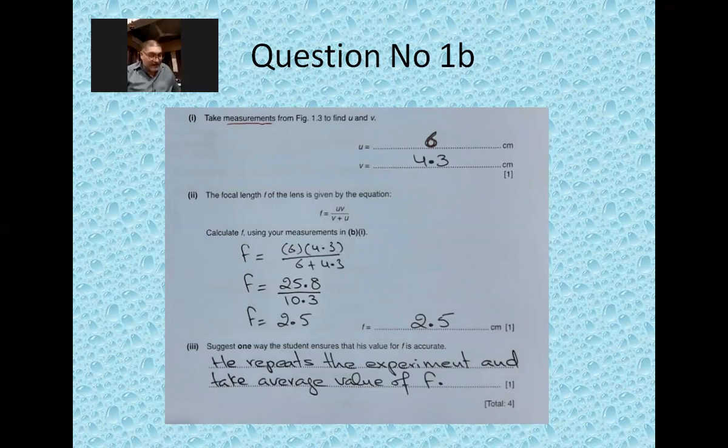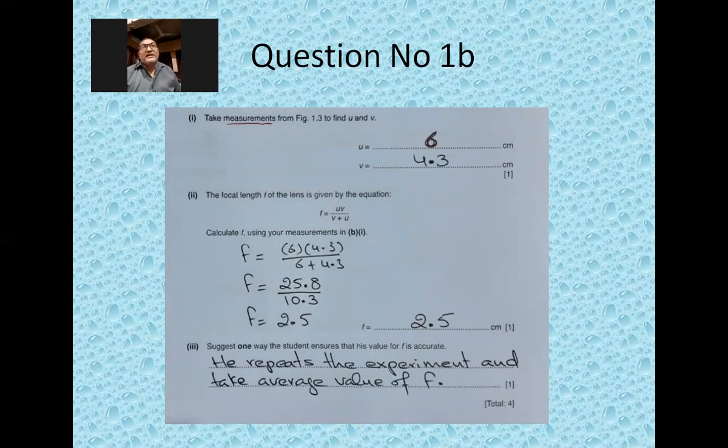Then the third part is part B. It says, suggest one way that the student ensures that his value for F is accurate. So what he can do is repeat that experiment again and again and find every time the value of the F, and then take the average value of the F.